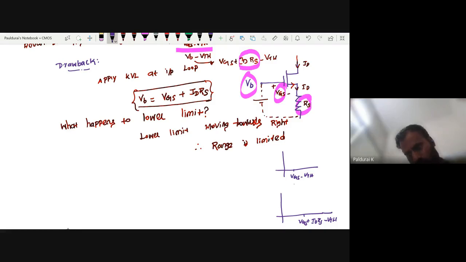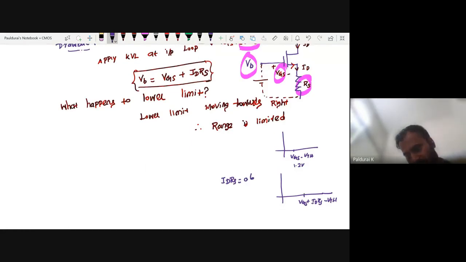Suppose this is some 1.2 volt, assume, and the voltage drop across RS is some 0.6. Now what is the limit here? Assume VGS minus VTH is 1.2 volt and the voltage drop across RS is 0.6 volt. So the limit this time is 1.2 plus 0.6, 1.8 volt. So the range is limited, correct?